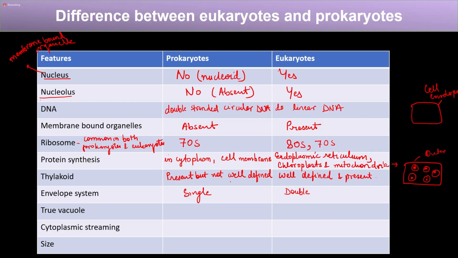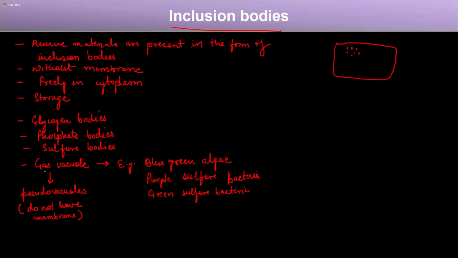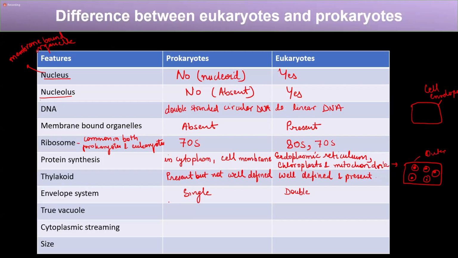Now, if we talk about the true vacuole, does a prokaryotic cell consist of a true vacuole? You can say yes, but that's not correct, because we saw that the gas vacuole is present, but these gas vacuoles are pseudo vacuoles. So the true vacuole is absent. Prokaryotes consist of pseudo vacuoles, but true vacuoles are absent. In eukaryotes, plants do have true vacuoles. Plants are also eukaryotic cells, so in eukaryotes true vacuoles are present.